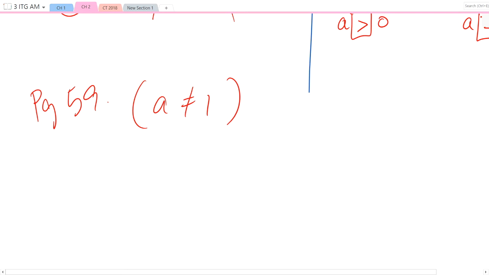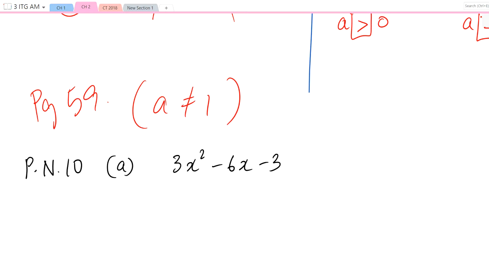Okay, so let us do one. I will do one with you now. Practice Now 10, part A. We've got 3x squared minus 6x minus 3. Did they say that this is equal to 0? No, they didn't. What do they want you to do? Yeah, basically they want it to be in a completed square form. Okay? So, our first step, factorize the coefficient of x squared out.